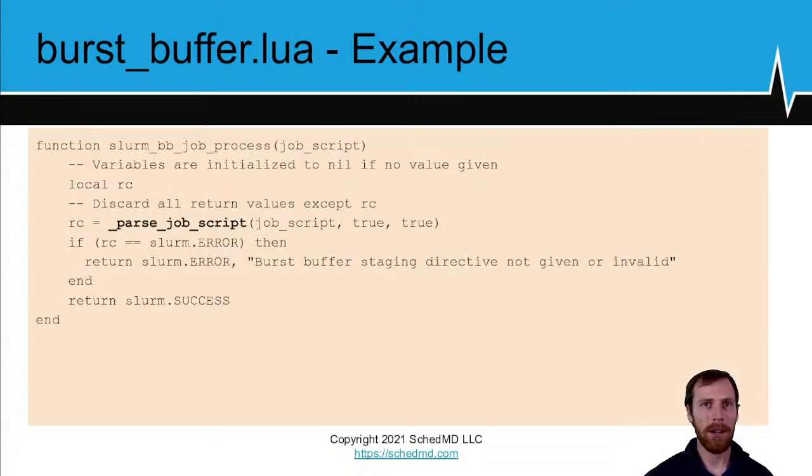So here are some portions of the burstbuffer.lua file. First, this slurmbb_job_process function is called on job submission. If this function returns an error, the job is rejected. If it returns a success, the job is accepted. And so this function just parses the script, and if you don't like what the user put in their job script, then you can just reject the job right then, and you can give a reason for it.